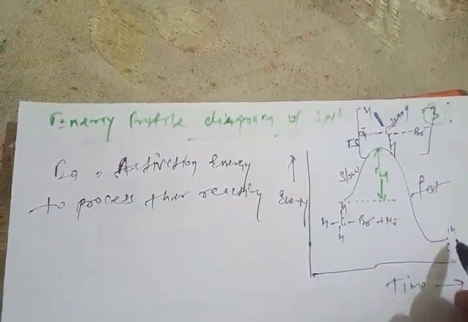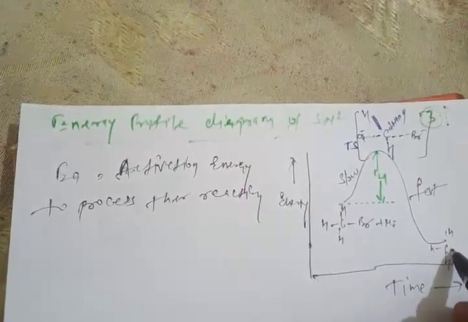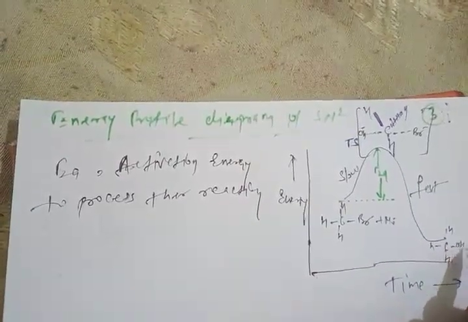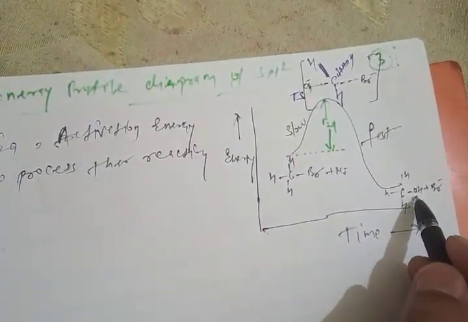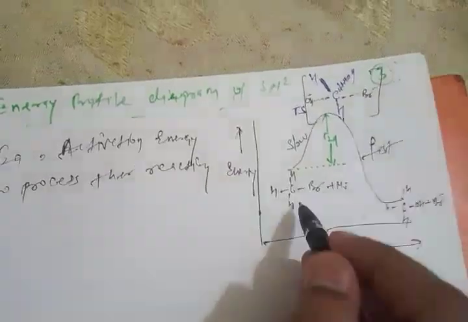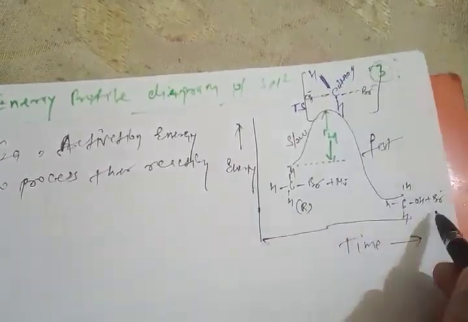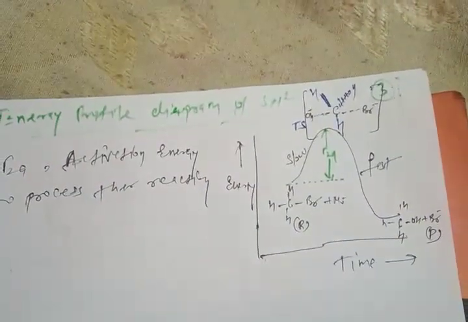So carbon, hydrogen, hydrogen, hydrogen with OH and release of Br negative. So this is the reactant and this is the product, and this is the transition state.